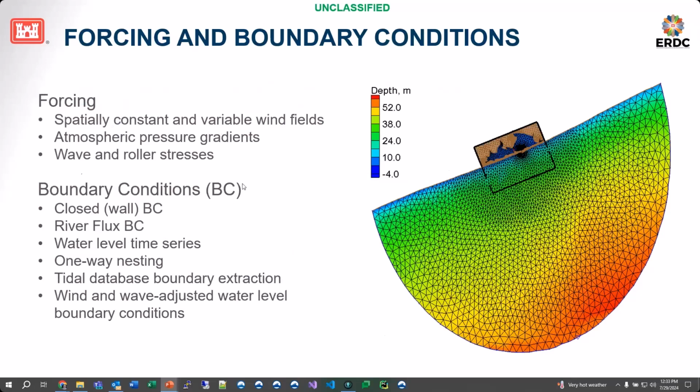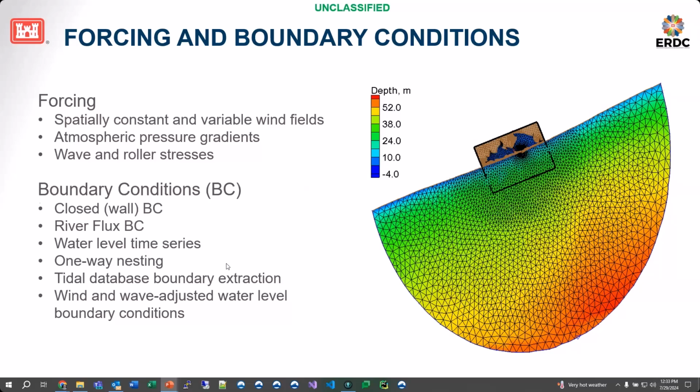So we also have boundary conditions, different types here. We have closed, which just means where we have land on the other side, there's no flow into that. We have river flow, water level time series that you can apply in the offshore or behind a barrier island, as long as you have data for it.